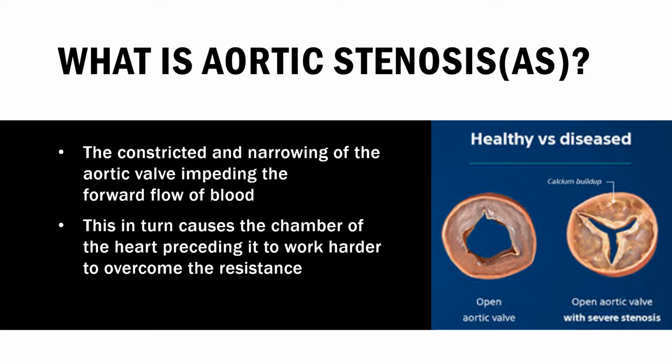So what is aortic stenosis? It is the constriction and narrowing of the aortic valve, which impedes blood flow. This in turn causes the chamber of the heart preceding it to work harder to overcome the resistance. As you can see on the slide, there are two aortic valves. One is a healthy open aortic valve, and the other one is an open aortic valve with severe stenosis.